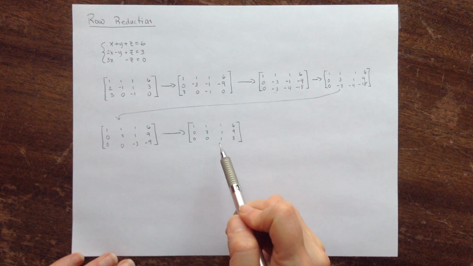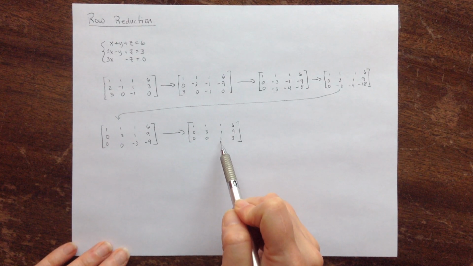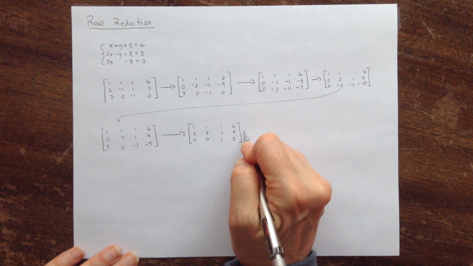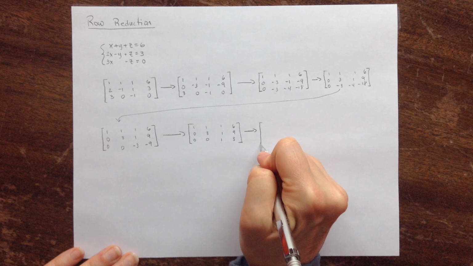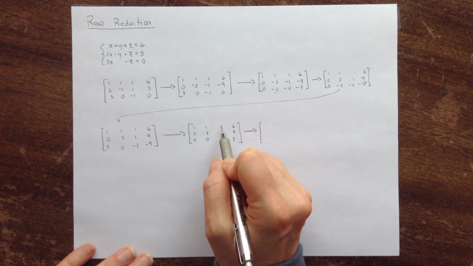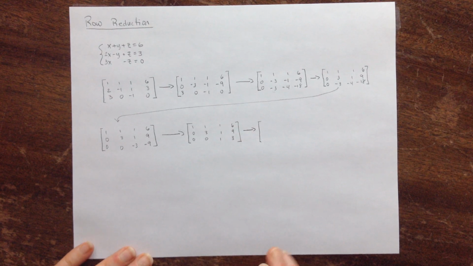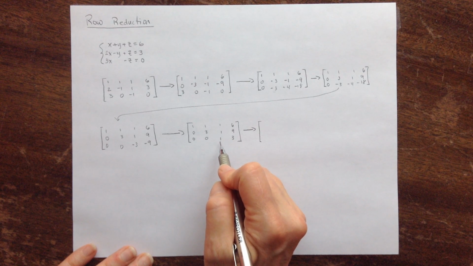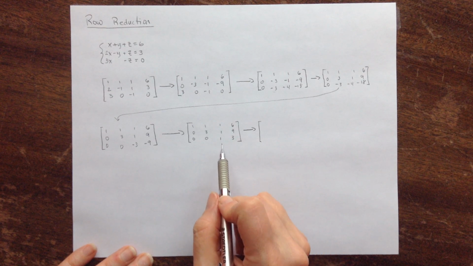I'm going to use this 1 in the third column in the third row to get rid of the ones in the third column in the first and second rows. So I am now going to, which I haven't done yet, combine two moves. I'm going to get rid of this one and this one. Actually, let me not do that. I'm just going to get rid of this one here. I'm going to do row 1 plus a -1 times row 3.